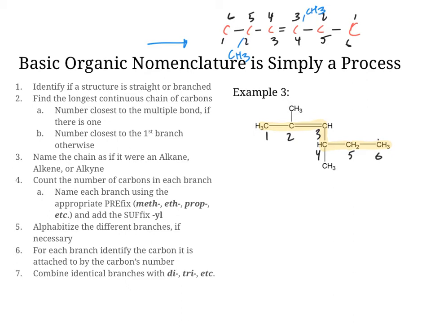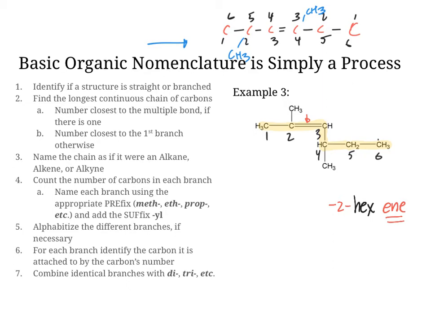So now I need to go through and actually finish naming the structure. So I see that there's a double bond, and that double bond tells me that the suffix has to be ENE, because the double bond is right here. So double bond. I see that my chain is 6 carbons long, so that's going to be a hexene. Now, here's where we have to tell the world where the multiple bond is. So we know that the multiple bond is after the second carbon, so it's going to be a 2-hexene, because that's telling me the location of the multiple bond.